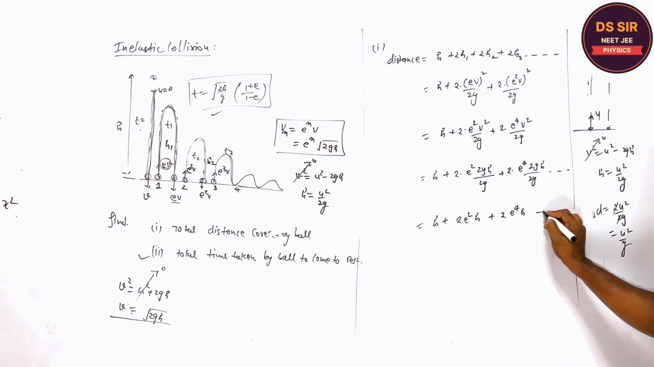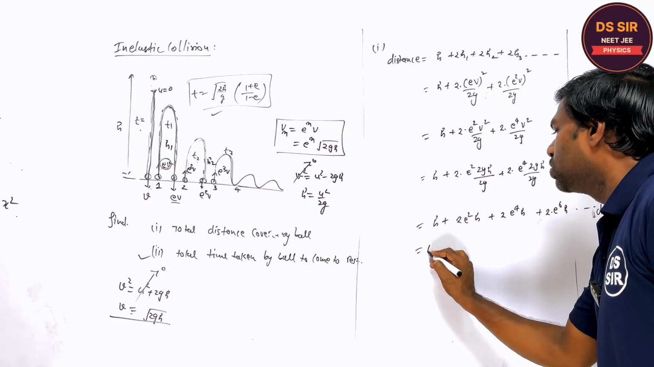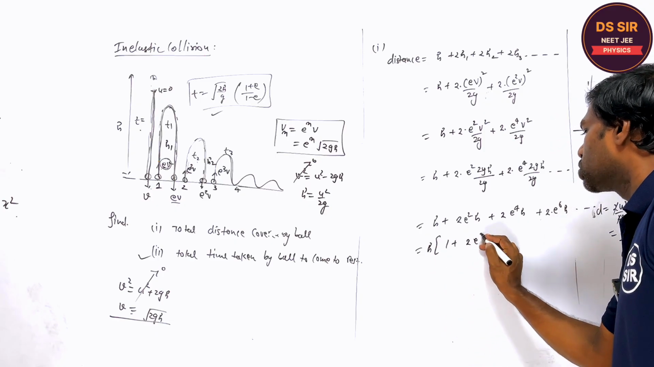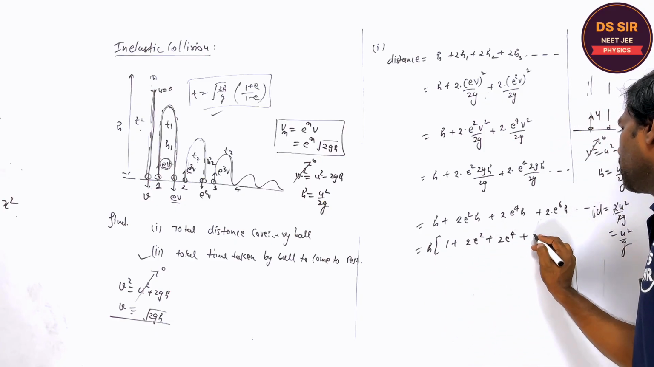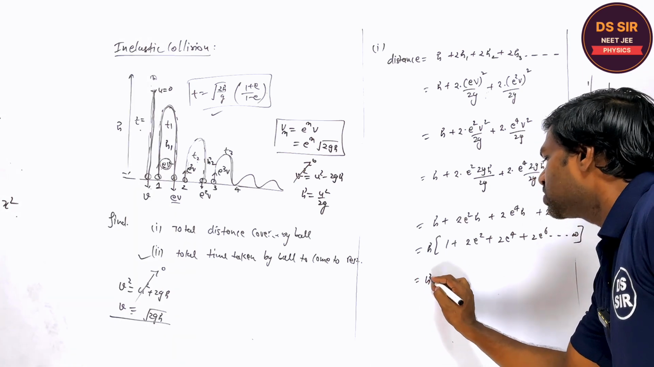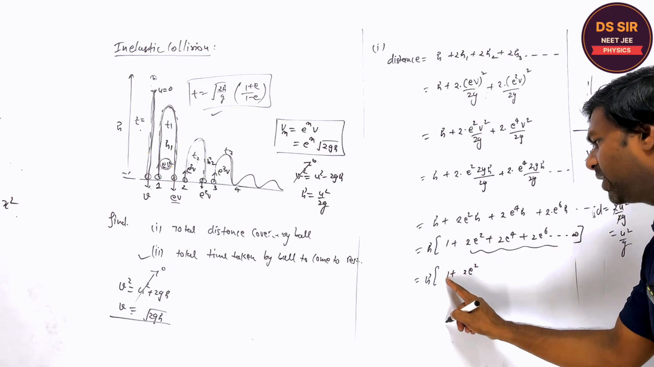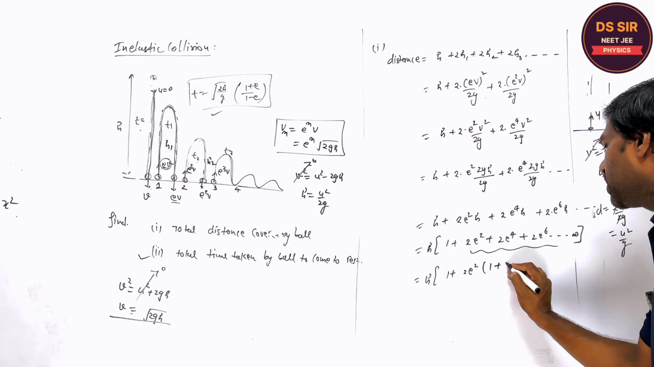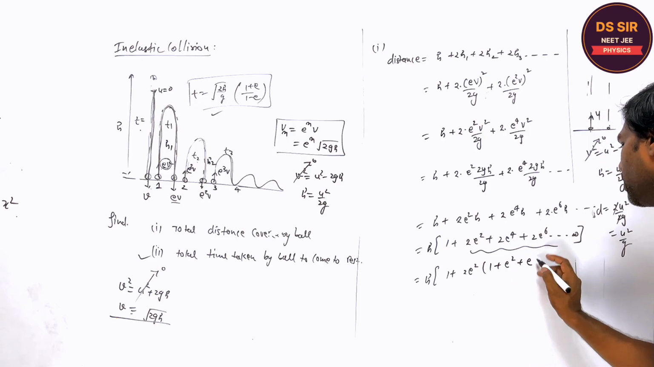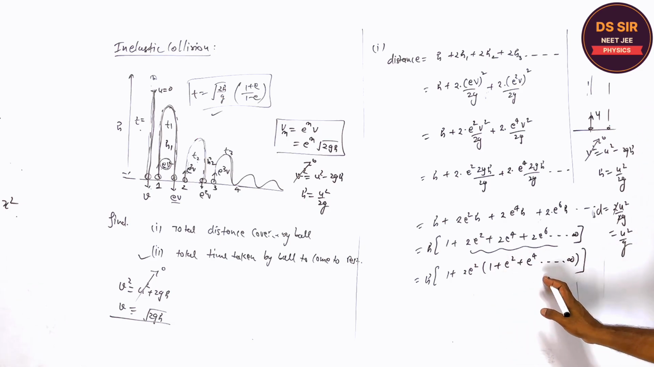What will be the next term? It will be 2e to the power 6 h. Is it clear or not? Up to infinity. When you take h common, it will be 2e square plus 2e to the power 4 plus 2e to the power 6 up to infinity. I think you are getting this thing. If you take 2e square common in all these terms, this is 1 as it is, 2e square is common, 1 plus e square plus e to the power 4 up to infinity. Any doubt here? You tell.